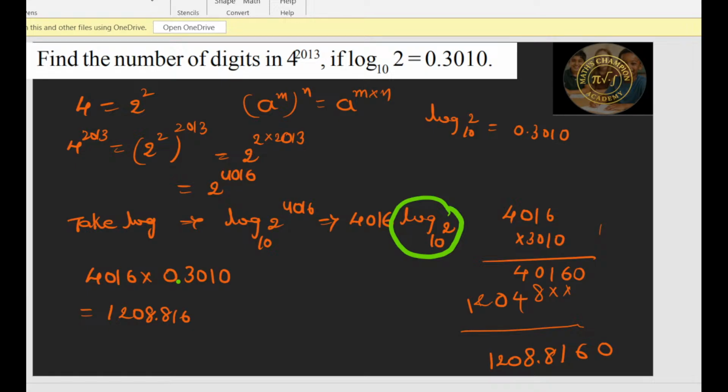It is correct only, exactly correct value is getting. So find the number of digits in it, is given, means that is 1208.816. Okay, shall we go for the next problem?